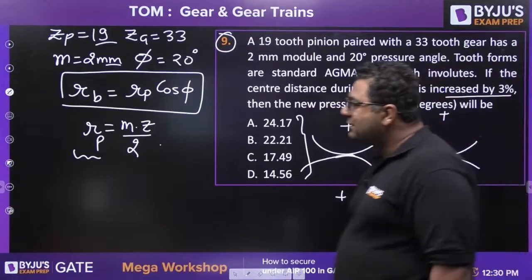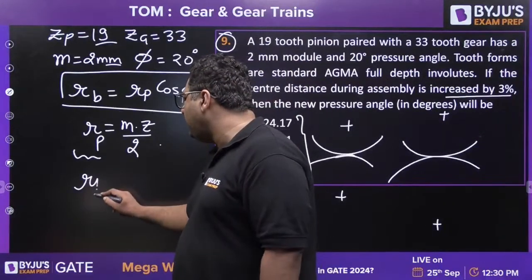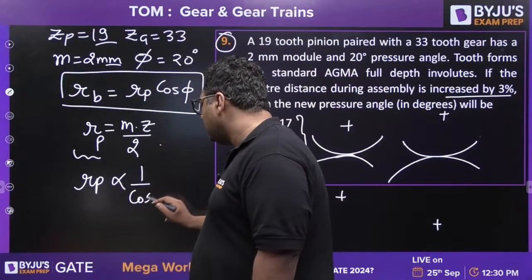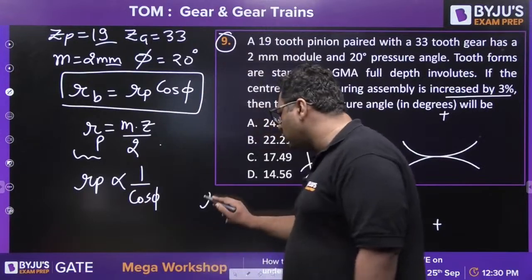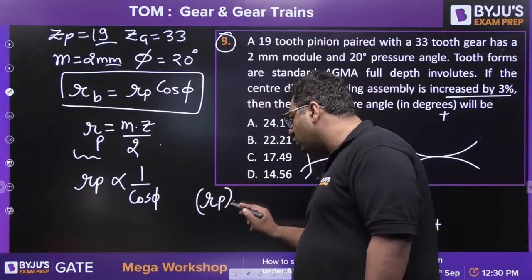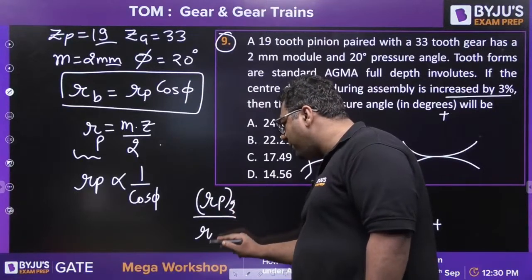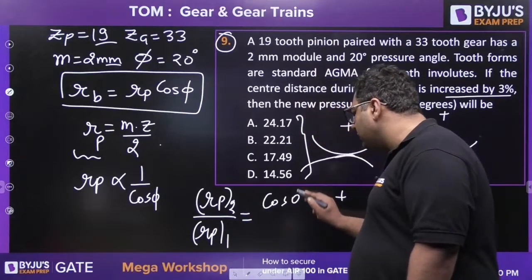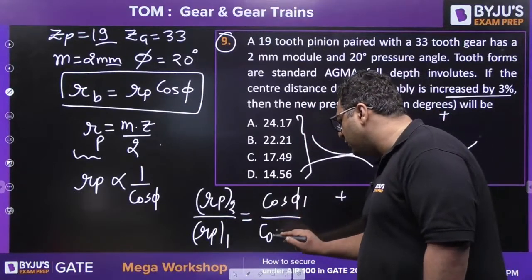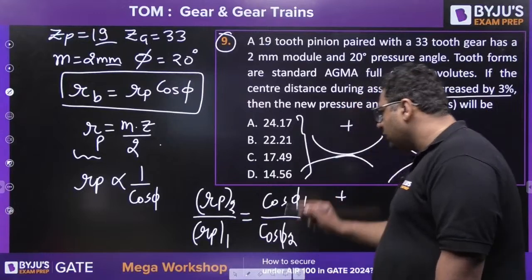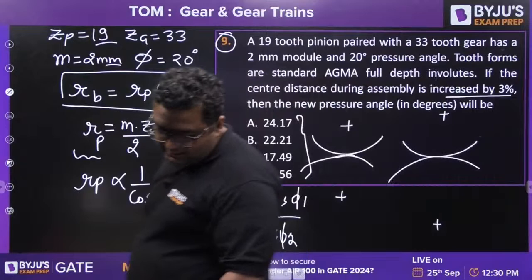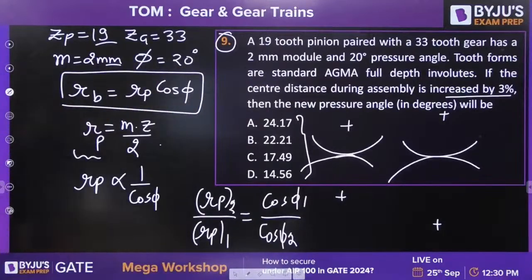So it simply means that you can write RP is inversely proportional to cos phi. So you just need to do this thing. RP2 by RP1 is equals to cos phi 1 by cos phi 2. So my dear, just try this, you will get the answer.